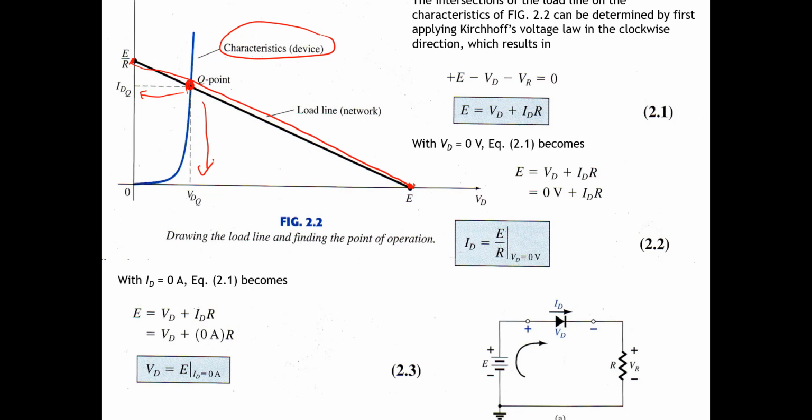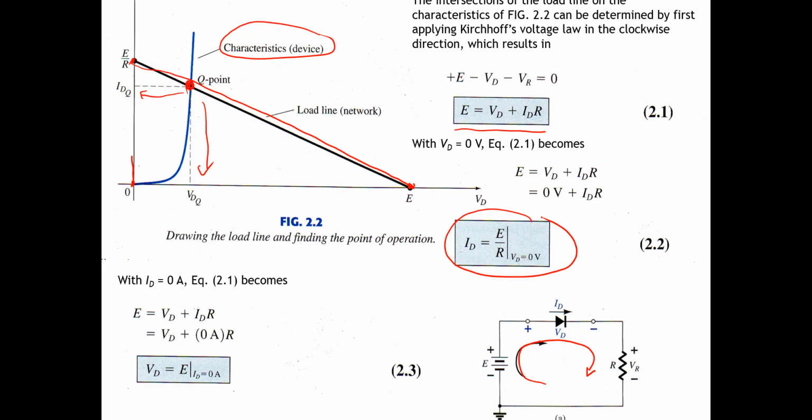So how do we get this? Because here we are using this equation, using Kirchhoff's voltage law around this loop: plus E minus Vd minus Vr is equal to 0. So E is equal to Vd plus IDR. So as Vd is equal to 0, on the y-axis, the ID must be E divided by R.